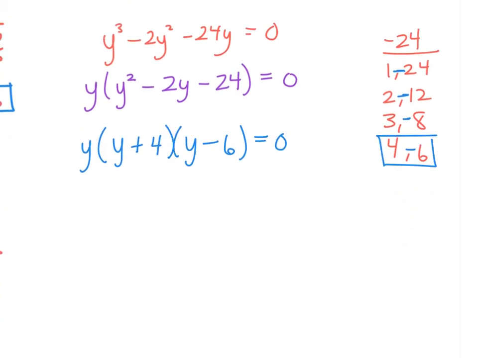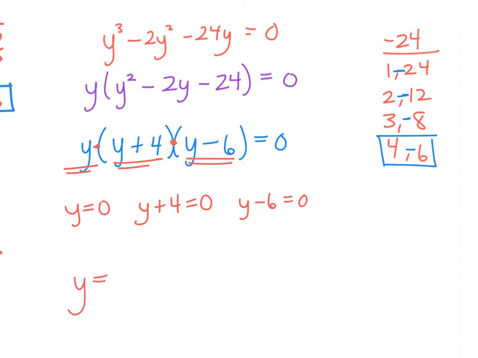All right, so we have this factored completely. Now that it's factored all the way, you see how we're separated by multiplication here, and we're separated by multiplication here. So we're going to set the y, the y plus 4, and the y minus 6 all equal to 0. We get these little mini equations. All right, so we solve each one, so y is going to be equal to 0 for that one. On this one we would subtract 4, so you have a negative 4. And over here we would add 6, we have a positive 6. So we have 3 answers for y.